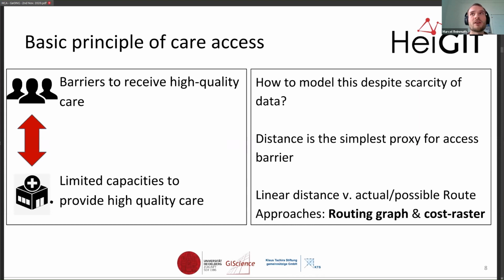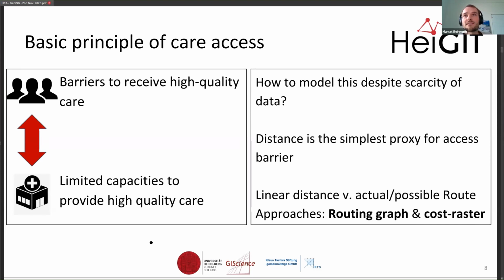So how can we model this access? I wrote here, despite scarcity of data, because in many regions of the world, of course, we don't have information about how the health insurance coverage is, or what the incomes are. And especially for the facilities, we don't have information on the capacities. For instance, I mentioned it, where are operation theaters? Or if we take the COVID-19 pandemic, where are the ICU units, for instance?